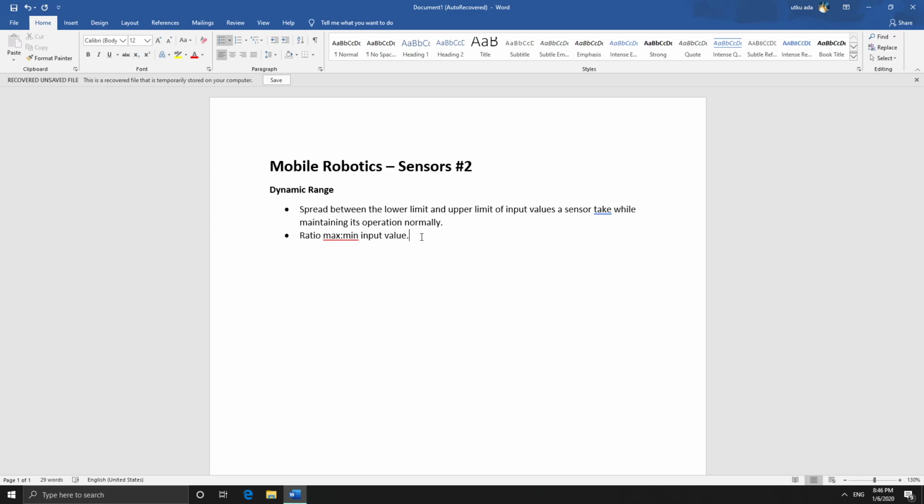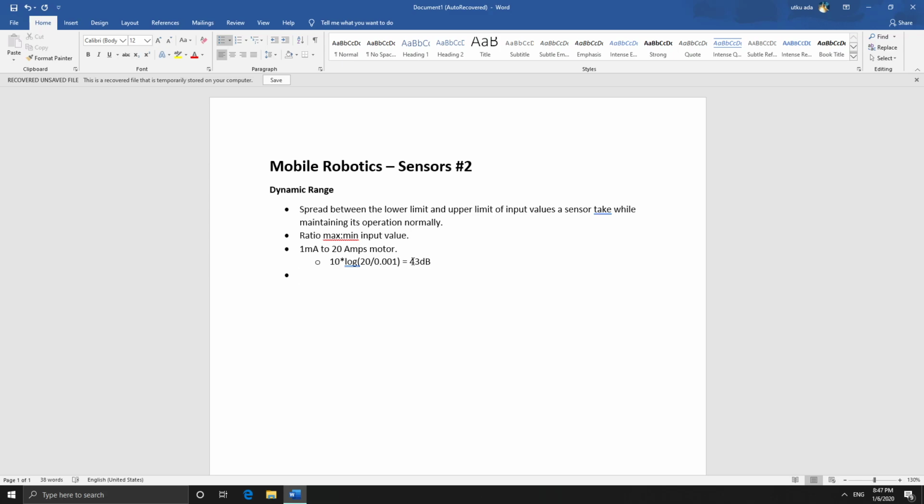So for instance, if we were to have a motor that can register values from 1 milliamp to 20 amps, then the dynamic range of this motor would be 10 times log of 20 over 0.001, because 20 is the maximum number of amps that it can measure while maintaining normal operation, and 1 milliamp, which is 0.001 amps, is the minimum, which would be 43 decibels if you calculate that.